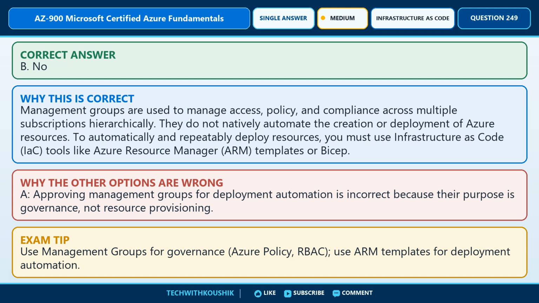The other choices do not work because A, approving management groups for deployment automation, is incorrect because their purpose is governance, not resource provisioning. Exam tip: use management groups for governance, Azure Policy, RBAC; use ARM templates for deployment automation.